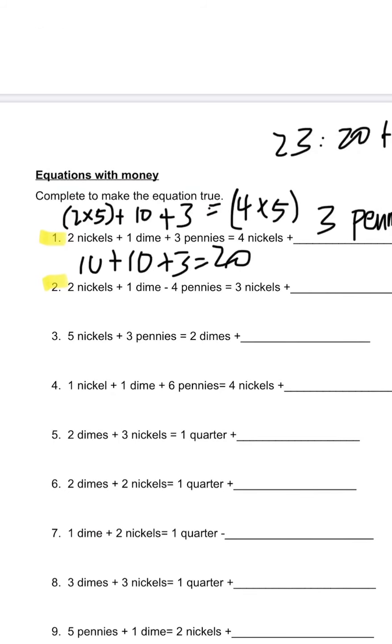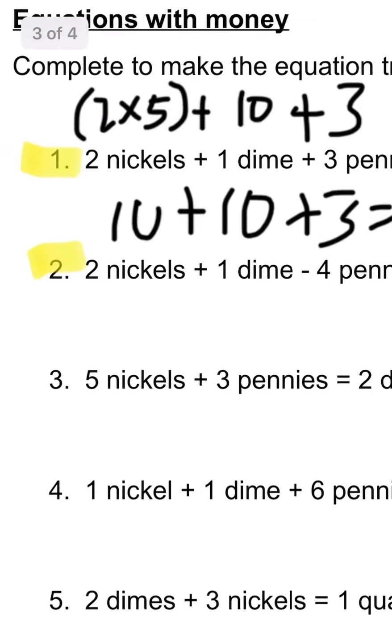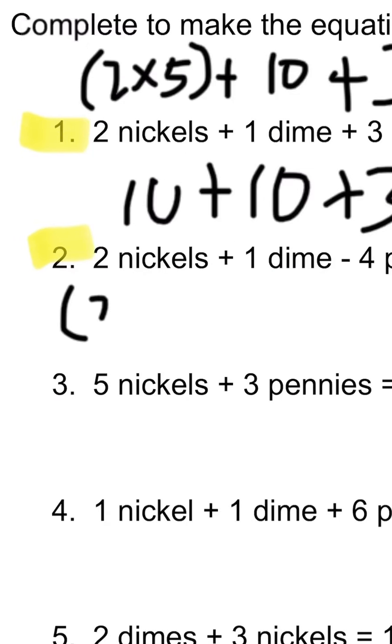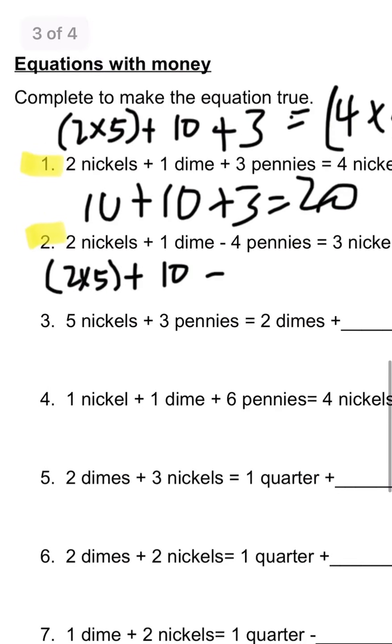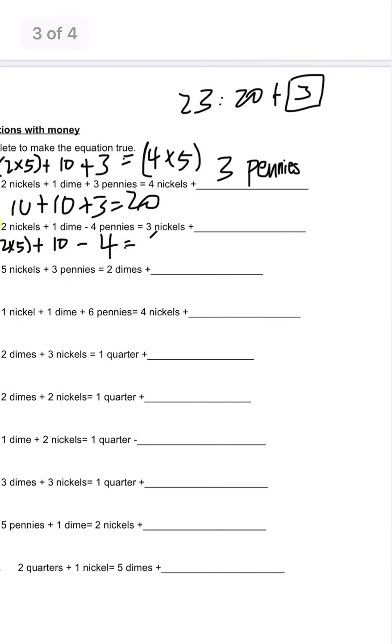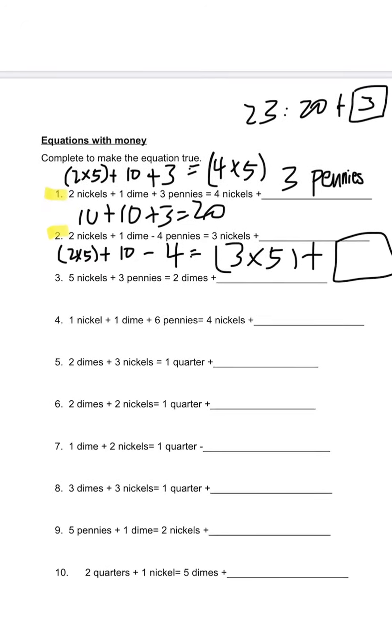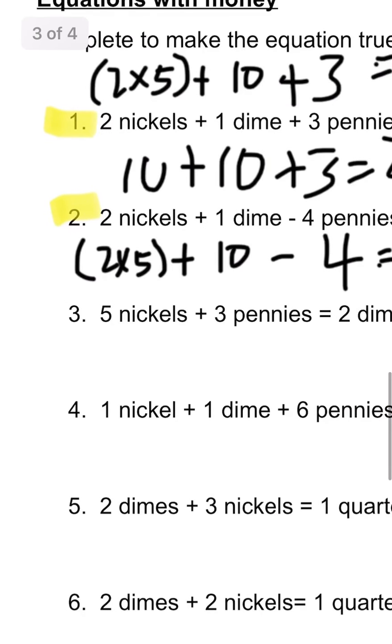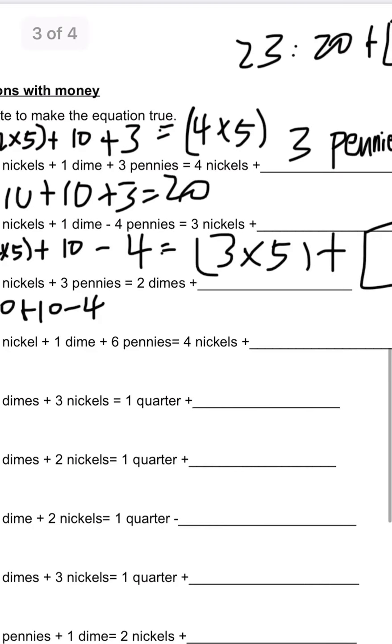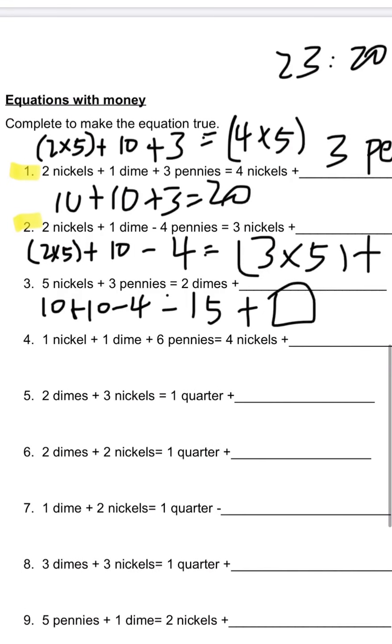I'm going to write underneath it so that you can keep the work. So 2 nickels is 2 times 5, plus 1 dime, minus 4 pennies, equals 3 nickels plus what? So here we're going to solve this out. 2 times 5 is 10, plus 10, minus 4, equals 15 plus what? So 10 plus 10 is 20, minus 4 is 16.